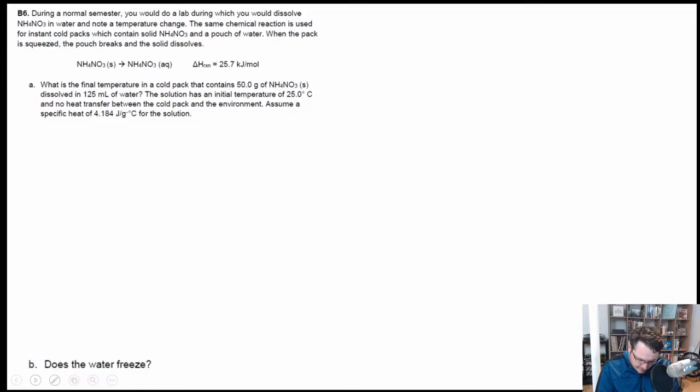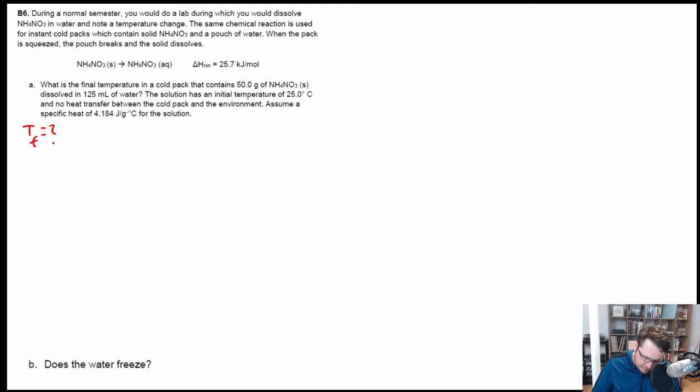So in this problem right here, we're given the reaction: ammonium nitrate solid forms ammonium nitrate aqueous that has a delta H of reaction of 25.7 kilojoules per mole. So that's what the delta H, the enthalpy of dissolution, is in this case. And in the problem, we're trying to find out what the final temperature is, right? So TF is what we're looking for.